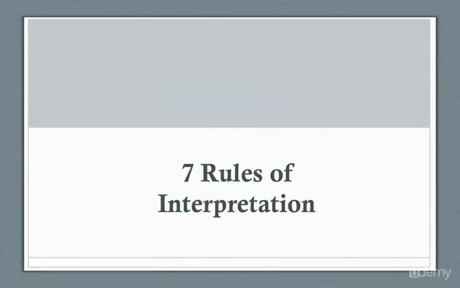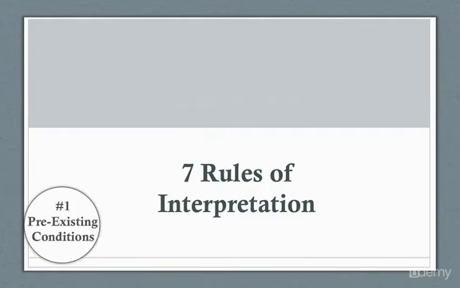The 7 rules of interpretation that we will study in this course include: number 1, pre-existing conditions. This can be summed up in the following way. There are no objective readers of the Bible, and so this chapter introduces you to some common interpretation biases, and the goal is to diminish their influence as you read and study the Bible.